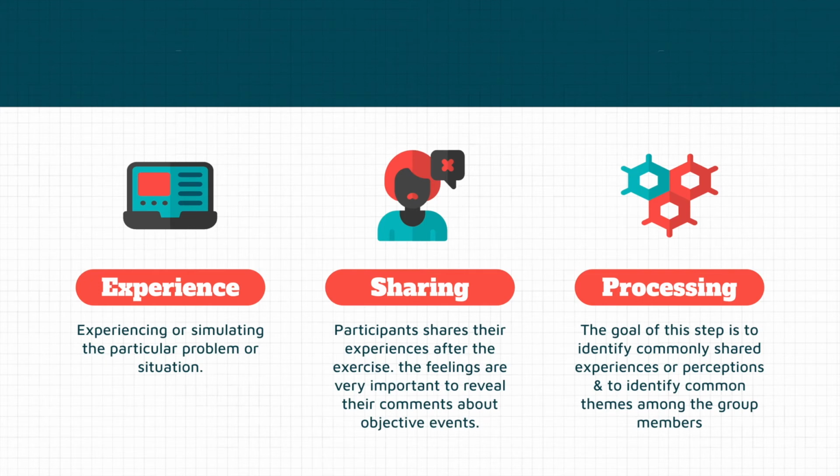Steps of the simulation process by Goldstein and Pfeiffer in 1983. First is the experience. Experiencing or simulating the particular problem or situation. For instance, for our 5 participants, each one of them identified their own purpose of their exercise and its ultimate goal. Second, sharing. The participants share their experiences after the exercise. They share both their observations of what, when, and how they felt about activities or events. Often the feelings are very important to reveal their comments about objective events.